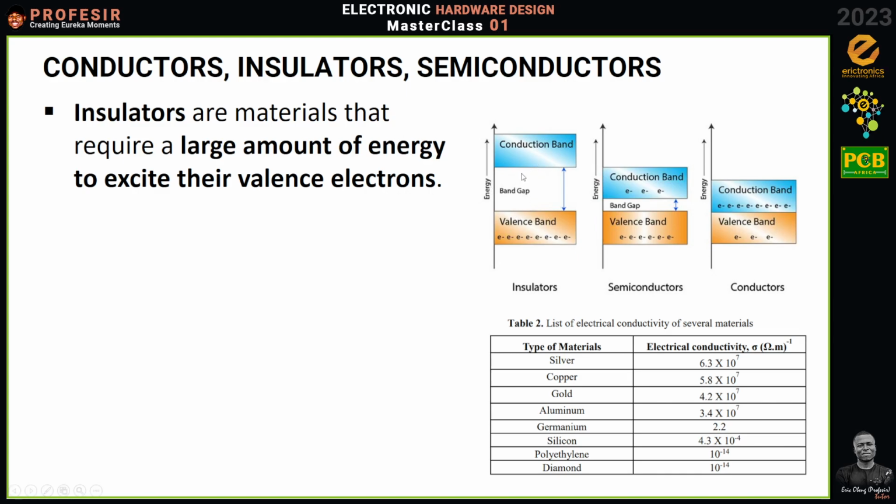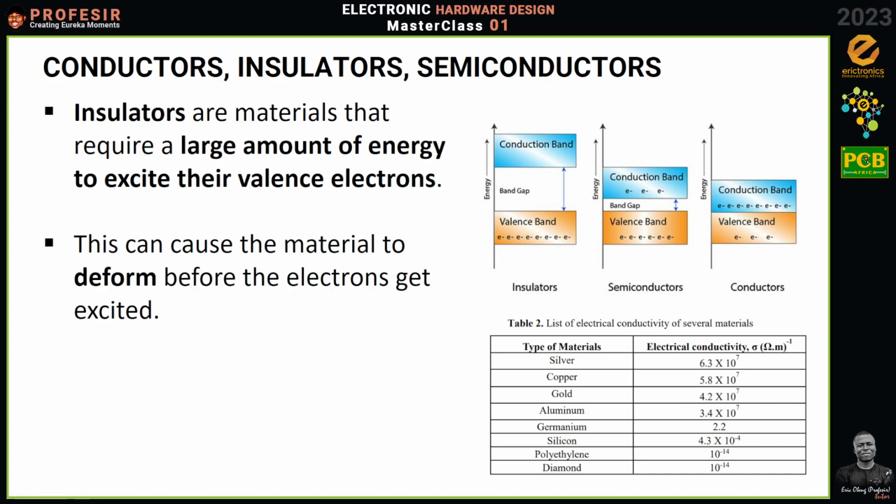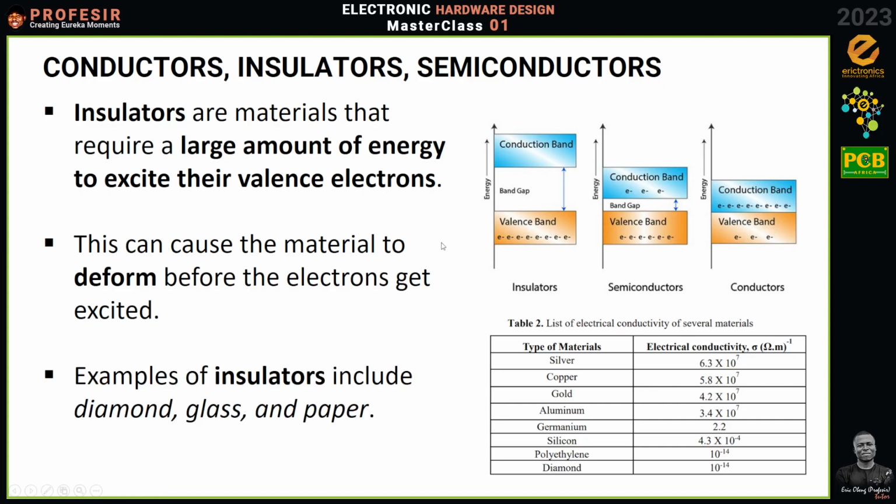Now, we also have another group of materials. For them, the amount of energy you require to excite even a single electron is so huge that sometimes, if you don't take care, you end up deforming the material before you even excite the electron. Pictorially, the valence band sits here and we have a very huge gap. The gap represents the amount of energy that needs to be supplied before you get to the conduction band. Materials with this property, we call insulators. Examples are diamond, glass, and paper.